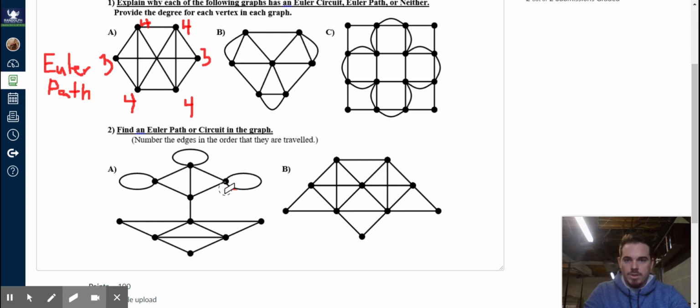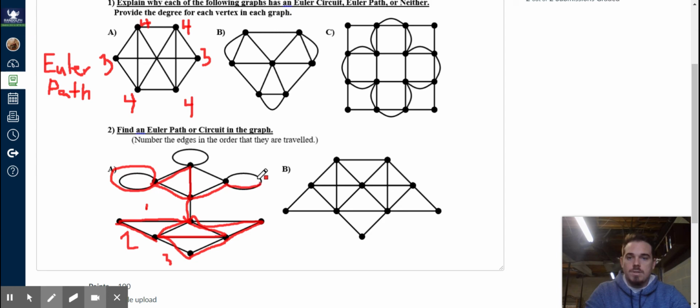And it's all about the degrees, all about the degrees. So you could start here and that would be 1, down here 2, right? And then you can keep going to get the rest of these. Maybe that's a 3, 4, 5, 6, 7, 8, 9. Now you're back where you started and you can come up 10, 11, 12, 13, 14, 15, 16, 17, 18. So you should have 18 numbered, and that would be a Euler path.